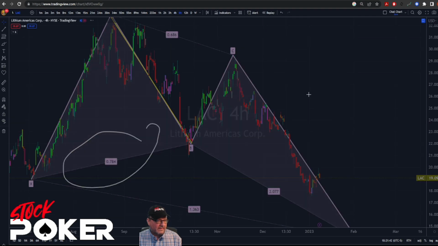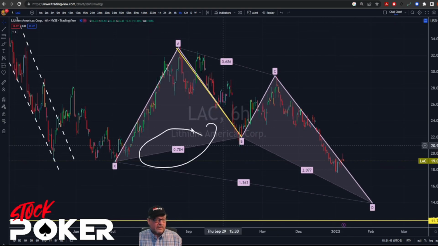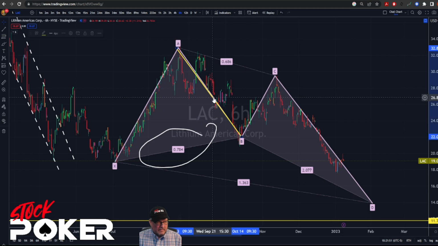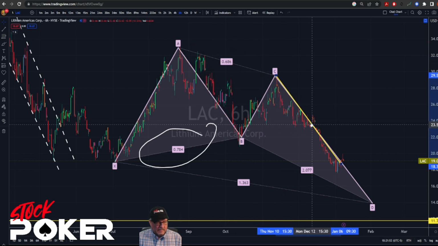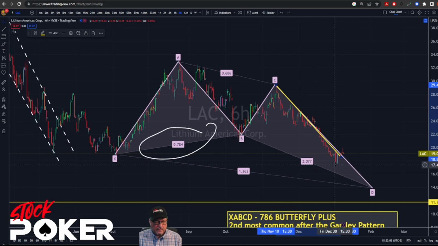Actually, let me go out to like the 6 hours so you can kind of see it a little bit better. So here's our AB leg, right? Now, if AB equals CD, all you have to do is grab it, drag it, and look at that. You see how AB equals CD? It matches it in slope and time, and it matches it in length. So it looks like we're getting a reversal here.